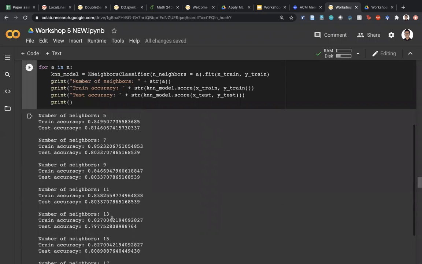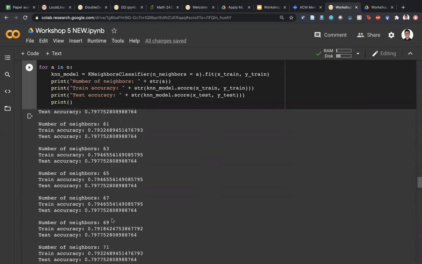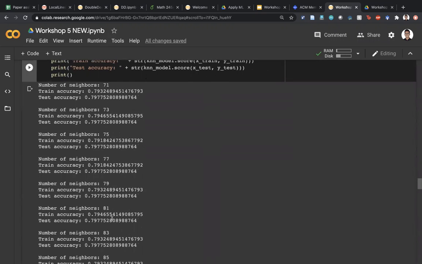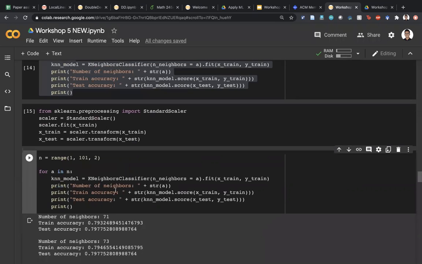Okay, looks like we have a quick question in the chat. So the reason why scaling increases our accuracy is because the model puts less weight on the distances between data points. So I think that's one way to think about it.